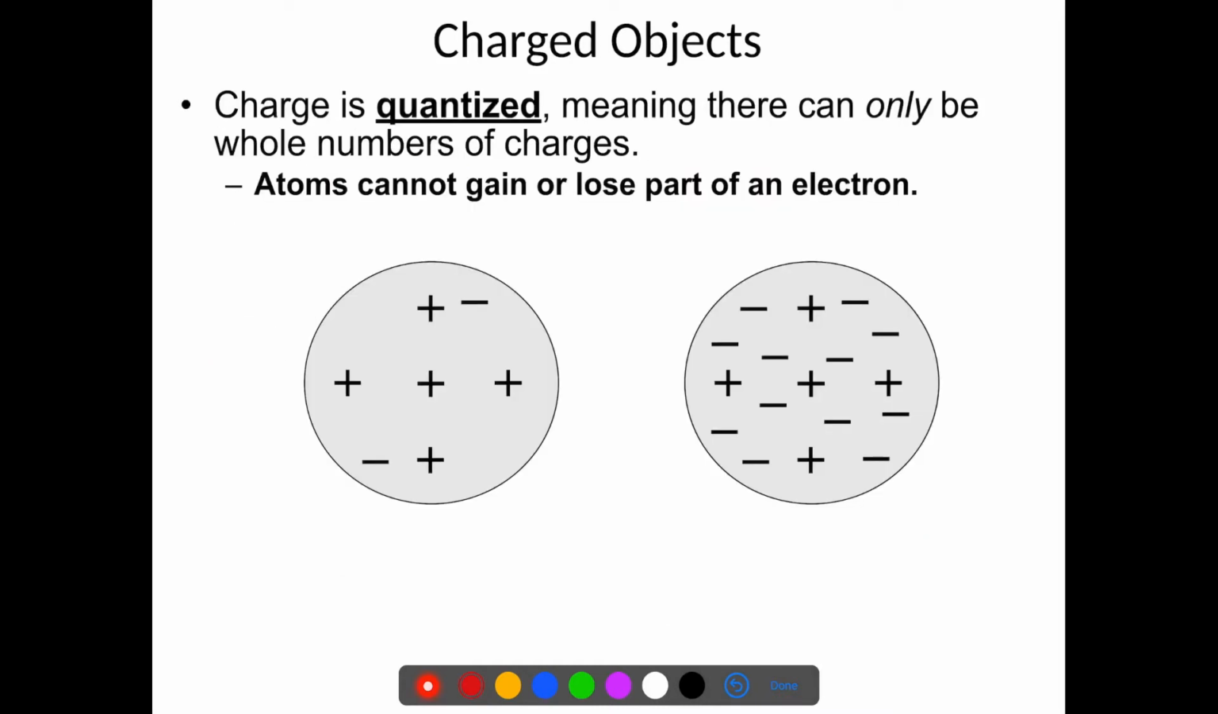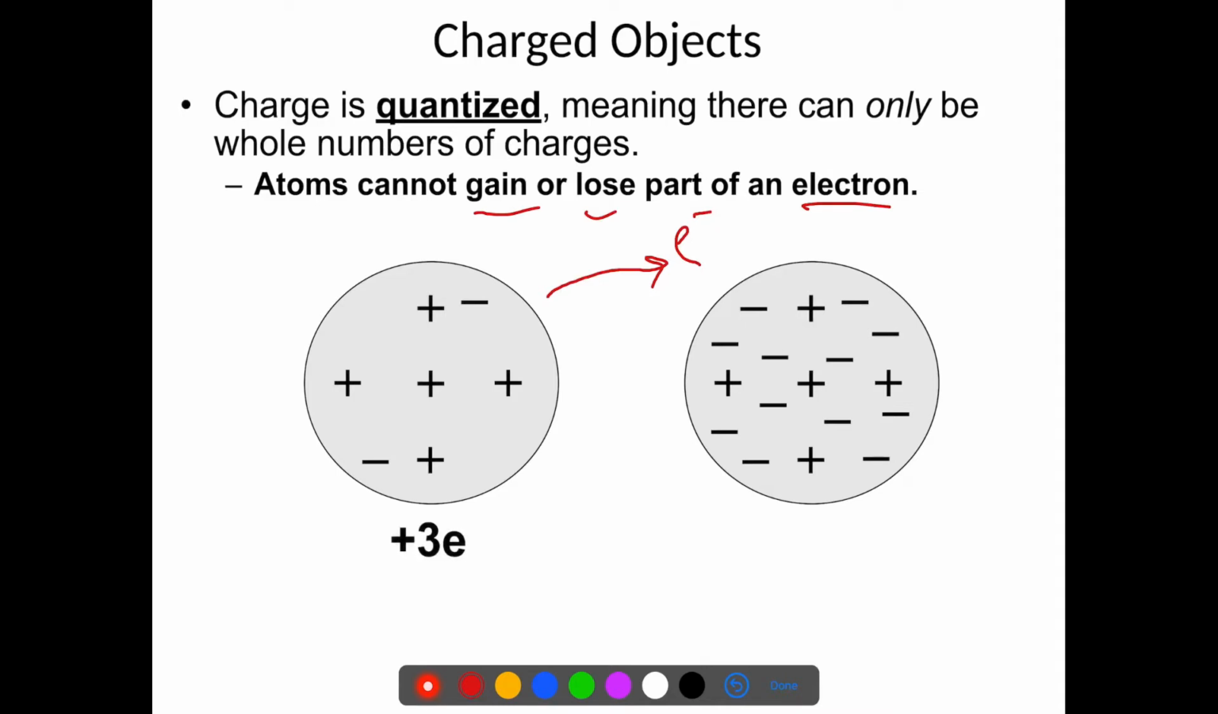Charge is quantized, meaning there can be only whole number of charges. That means you can't lose part of an electron. You can't say I'm going to lend half of an electron there. No. It's got to be a full electron or not. So you can actually count the number of electrons that go by.